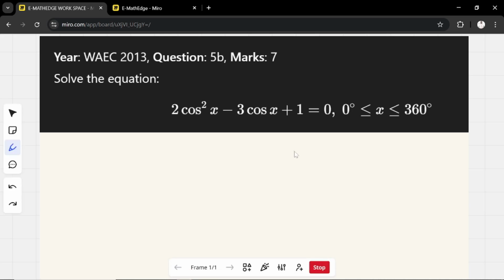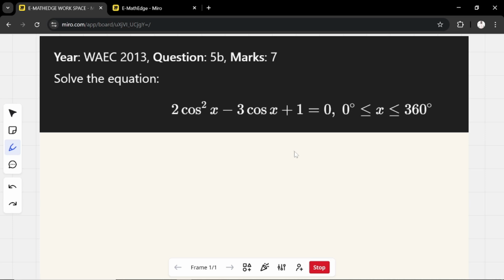So now we have a WAEC question from 2013, question 5b, which carries a total mark of 7. The question says, solve the equation. The equation is 2 cos square x minus 3 cos x plus 1 is equal to 0. And the condition is given to be 0 degrees is less than or equal to x, which is less than or equal to 360 degrees.